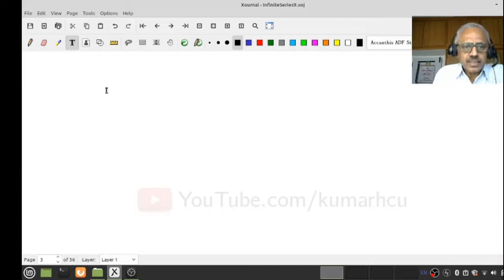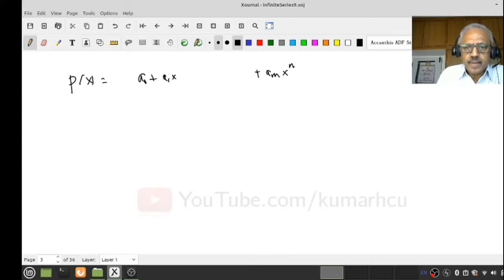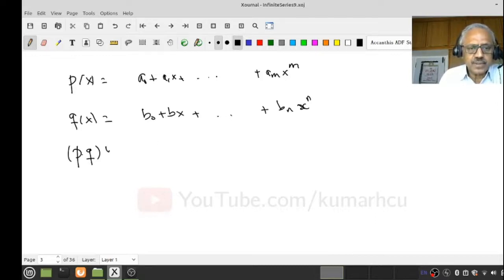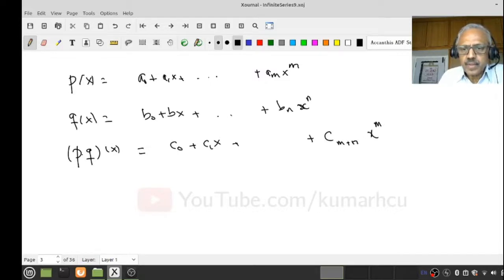Suppose I have two polynomials, P of x equal to, let us say, a naught plus a1 x plus up to am x power m, and Q of x, which is b naught plus b1 x plus up to bn x power n, not necessarily the same degree. We will assume am and bn are not zero, so that they are of degree m and n. That's not important. Now we get a new product PQ of x, which is something like c naught plus c1 x plus up to c m plus n x power m plus n. What is c naught?